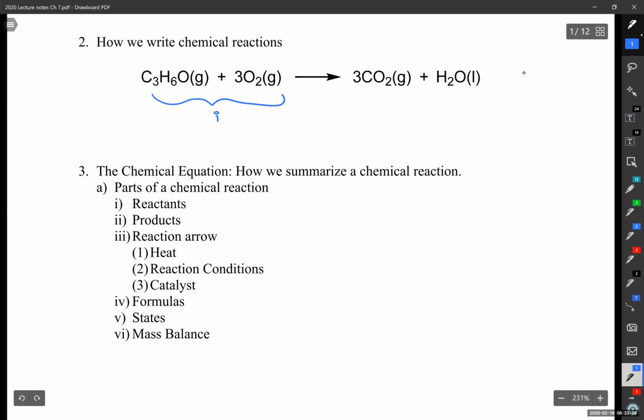So this is I. This is the reactants. And this is the products. You could write reactants or products, but I was being lazy, so I'm just writing the letters that correspond to them. Now, there's the reaction arrow, and there's a lot of different things that can be here.